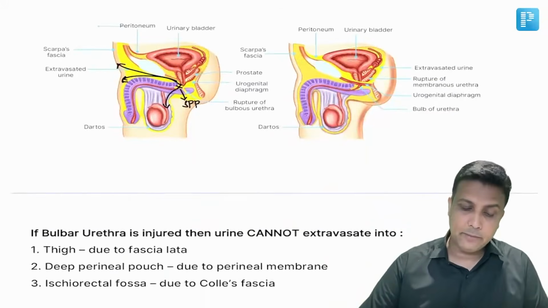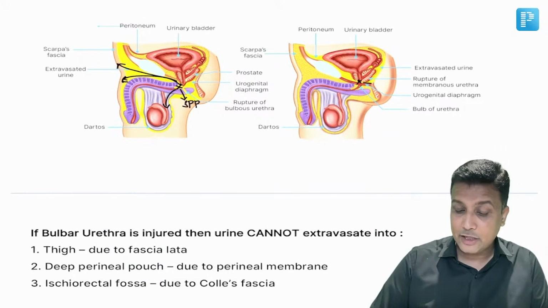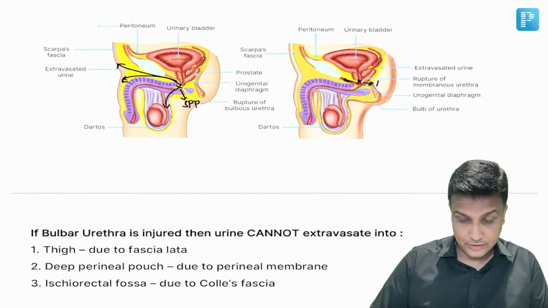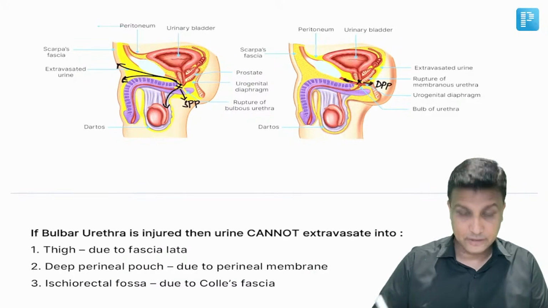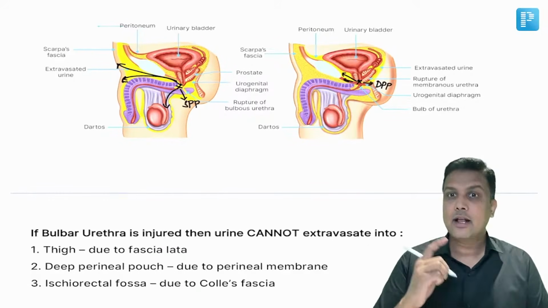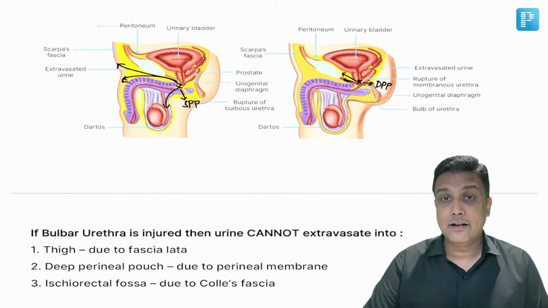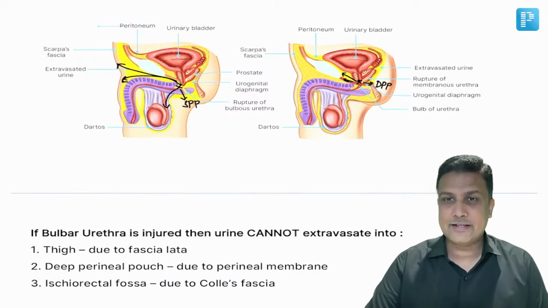And if suppose the membranous urethra is ruptured, the urine will actually extravasate out into the deep perineal pouch. It is going into the deep perineal pouch here. And not only that, the urine can go into the space around the neck of the urinary bladder. I mean to say around that prostate gland, which is just behind the pubic symphysis there.